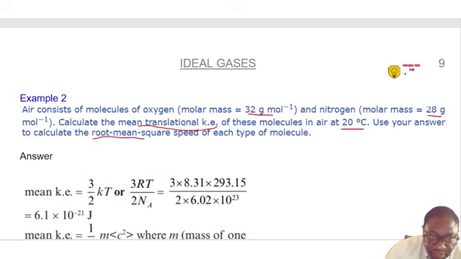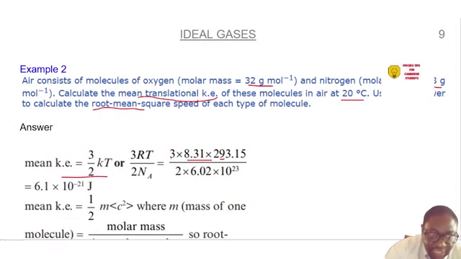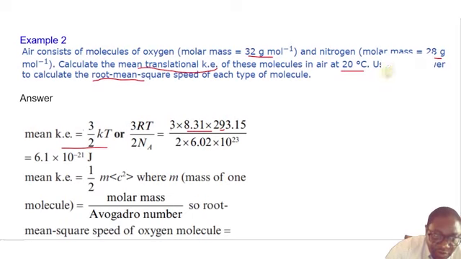To get the mean translational kinetic energy, remember we said that the kinetic energy is 3 over 2 kT. So that is going to be equal to 3 times the molar gas constant times the temperature in kelvins. So we are going to convert the temperature 20 degrees Celsius to kelvins. That's going to give you 293.15. Then we divide by 2 times the Avogadro constant, because we are considering 1 mole. So if you do that, the mean kinetic energy is going to be 6.1 times 10 to the power of minus 21 joules.